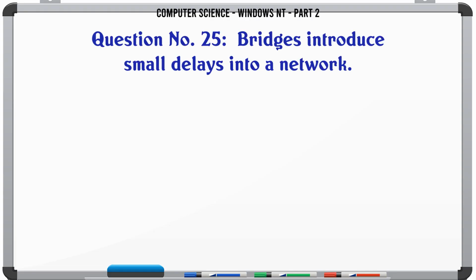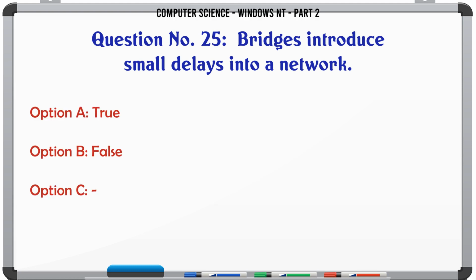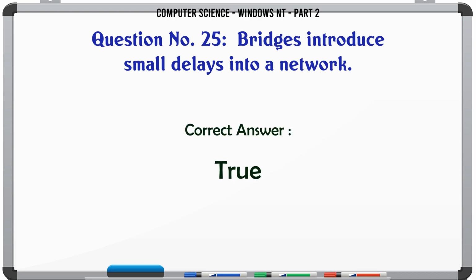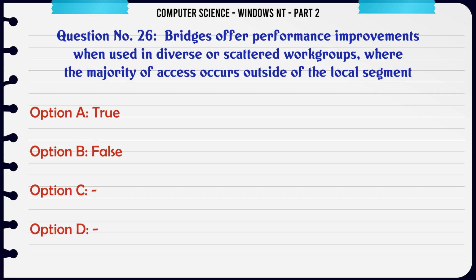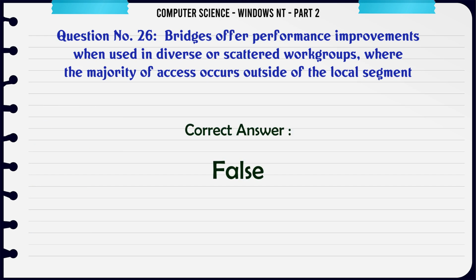Bridges introduce small delays into a network. A. True. B. False. The correct answer is true. Bridges offer performance improvements when used in diverse or scattered work groups where the majority of access occurs outside of the local segment. A. True. B. False. The correct answer is false.